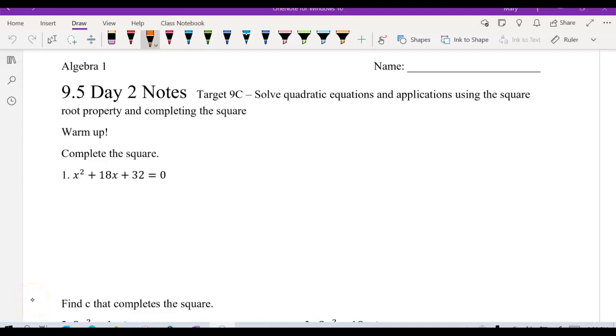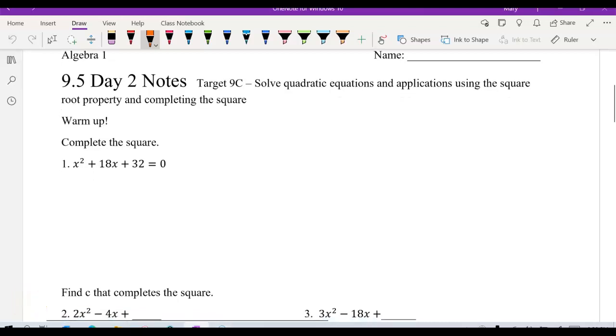Hello, today we are going to do 9.5 day 2, which is completing the square and solving quadratics. So, yesterday we learned that when solving quadratics, we have to have it in the form x squared plus bx equals c, which means for our warm-up here, we're going to subtract 32 to the other side, at which case we can now write a plus blank on both sides of our equation.